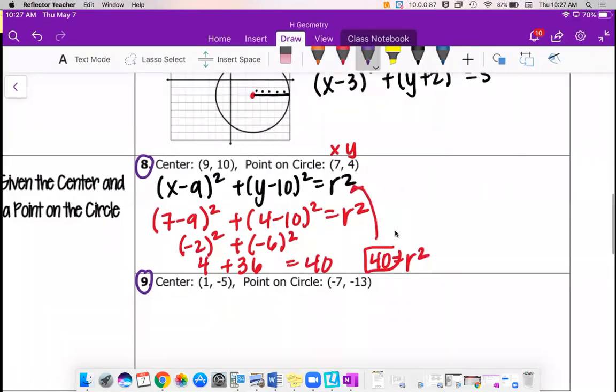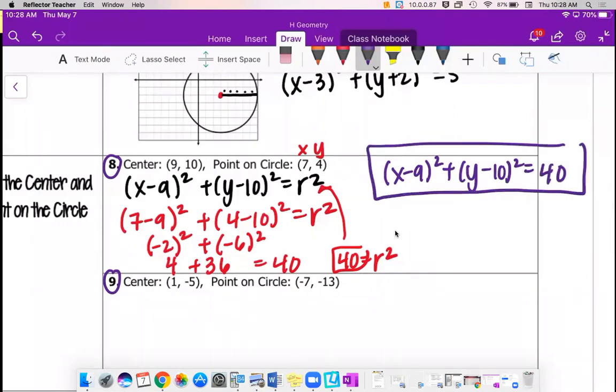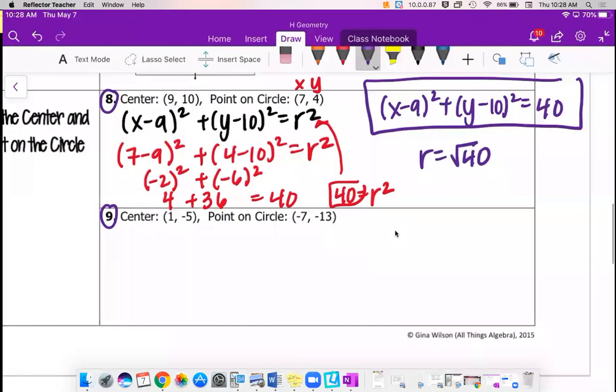So our final equation is going to be x minus 9 squared plus y minus 10 squared is equal to 40. And then you would be done. Now, if they asked you for the radius, remember you would take the square root of what your equation is equal to. So for this problem, the radius would be the square root of 40. Okay, let's do it one more time with just some different signs.